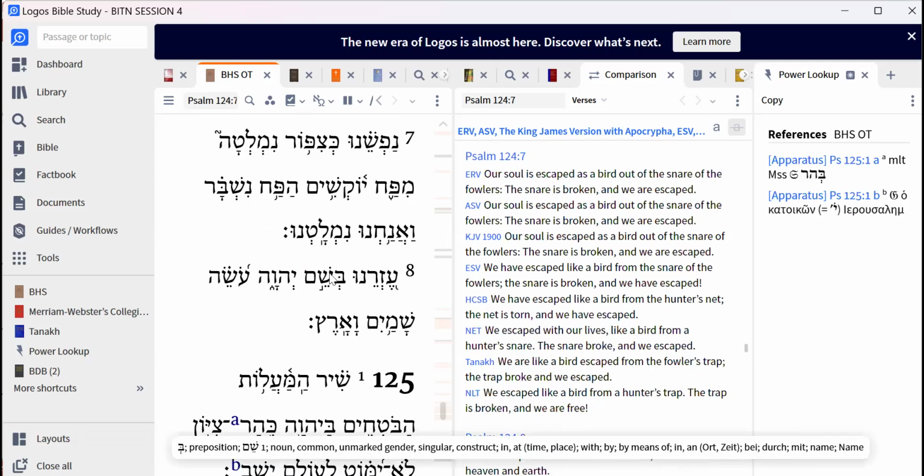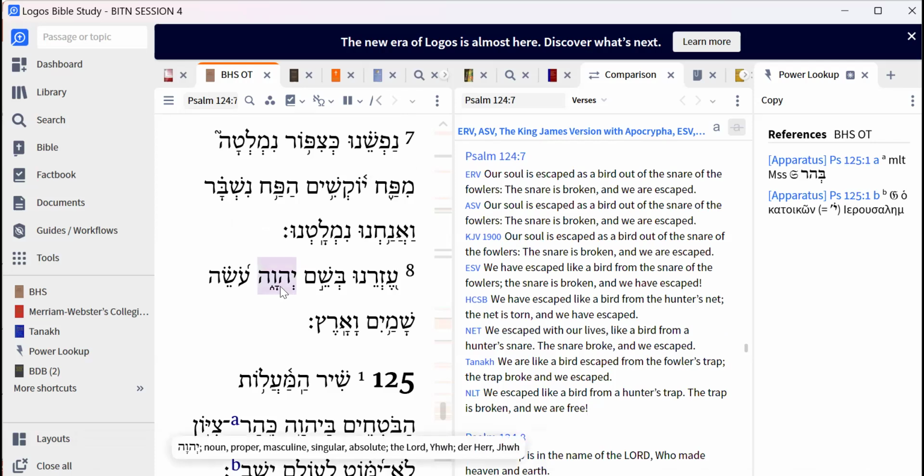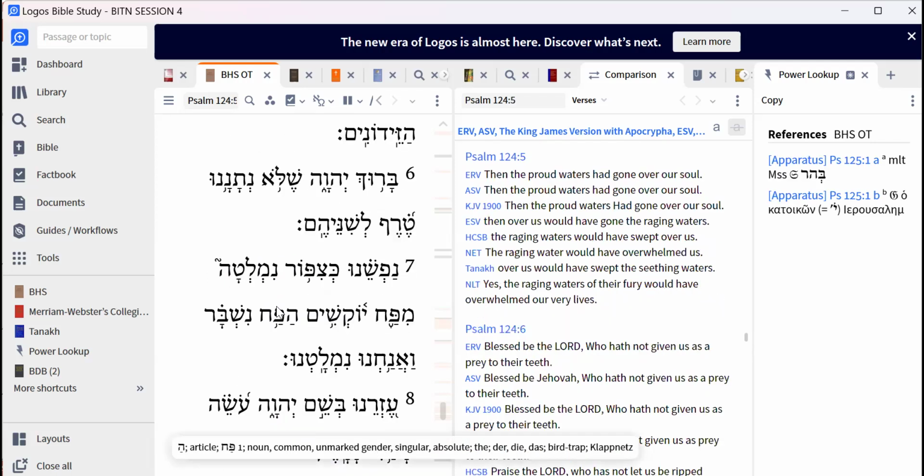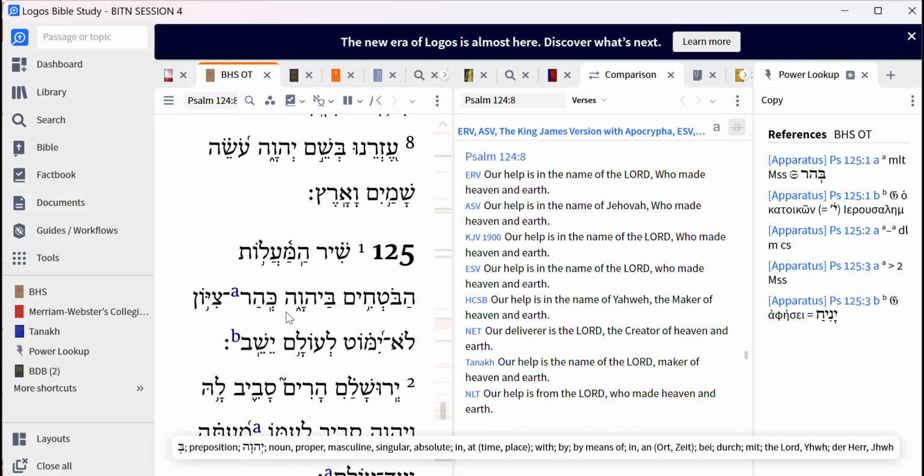So let me see if there's any of that. So Yahweh Oshe Shamahim Vaharet, the God who made, who is in the stature, in the position of the creator of the heavens and the earth, and there's none like Him, who has saved us. Okay, I think that's that.